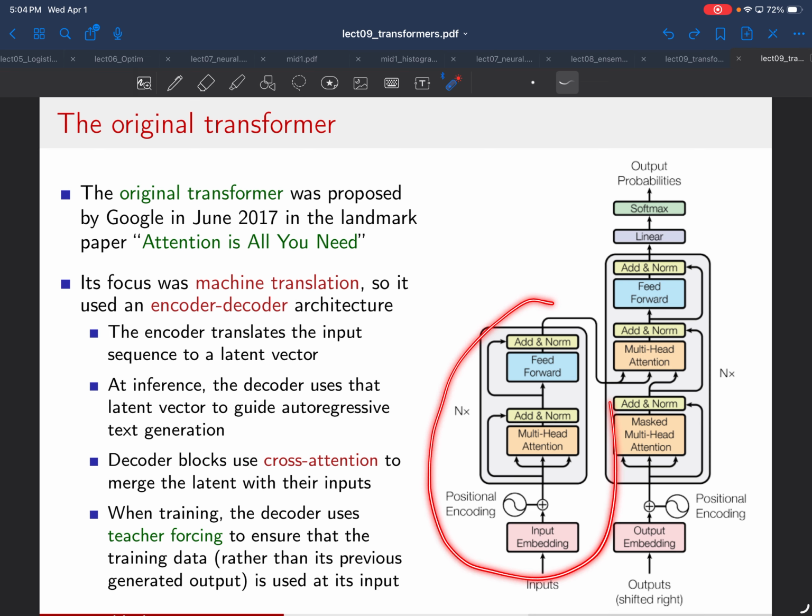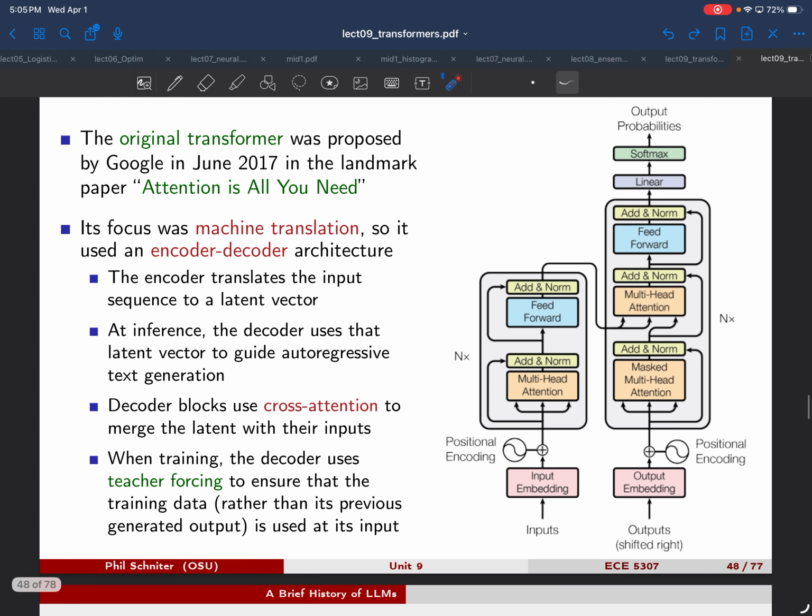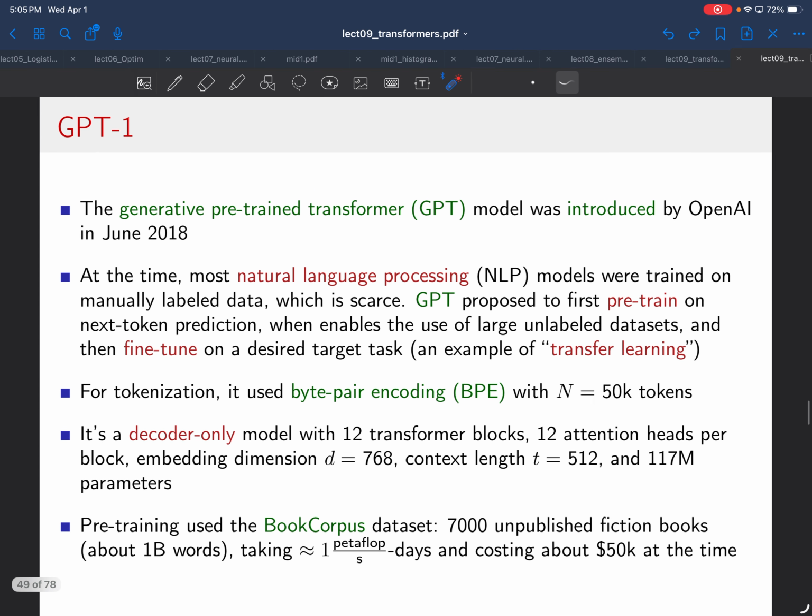So people call this the encoder network and the decoder network. The encoder network generally does not use causality because it is just trying to understand the sentence or the context as a whole. It's just trying to boil it down. Decoder networks have this masking because they are used for autoregressive text generation. So keep that in mind.